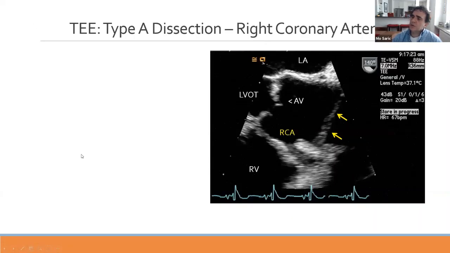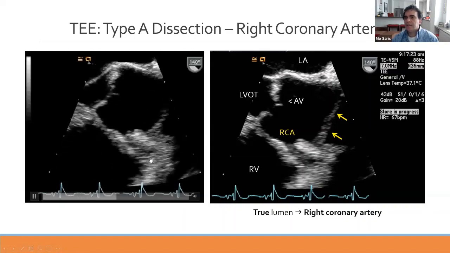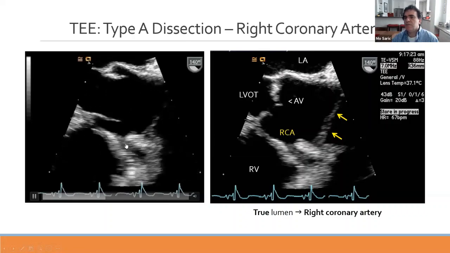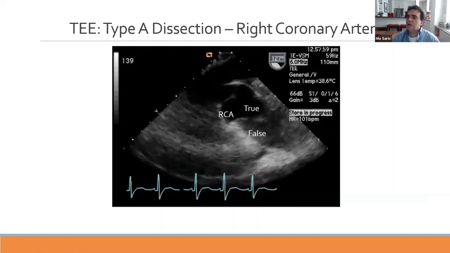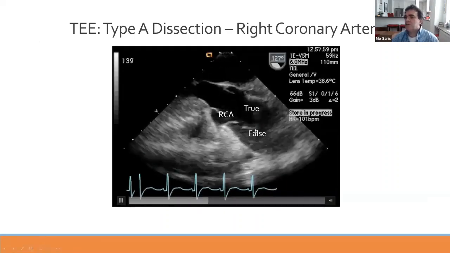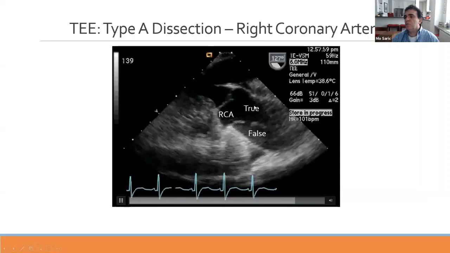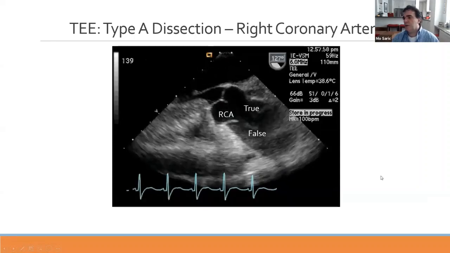We can also look at the right coronary artery. Type A dissections tend to start just distal to the origin of the right coronary artery. Therefore, the right coronary artery tends to originate from the true cusp. The yellow arrows point to the dissection flap. Again, this is a moving image. See the right coronary ostium is proximal to the dissection flap. Again, another case: see the right coronary artery, the ostium is proximal to the dissection flap. True lumen is on the top of the image, false on the bottom.